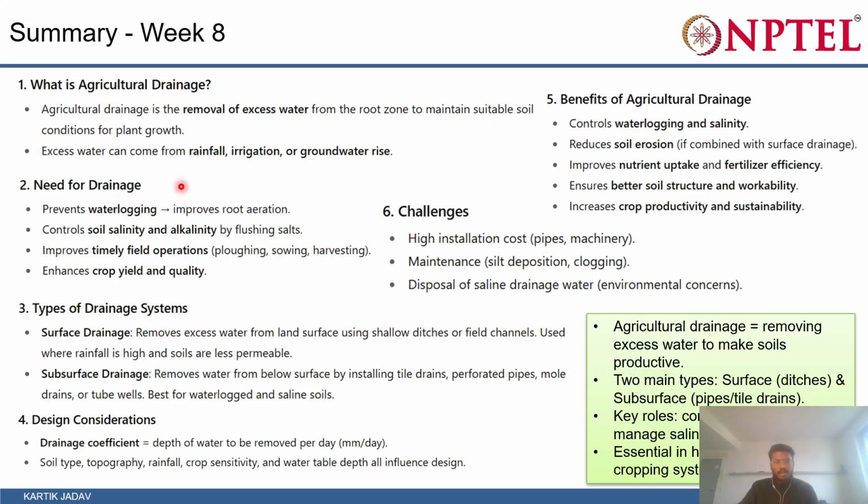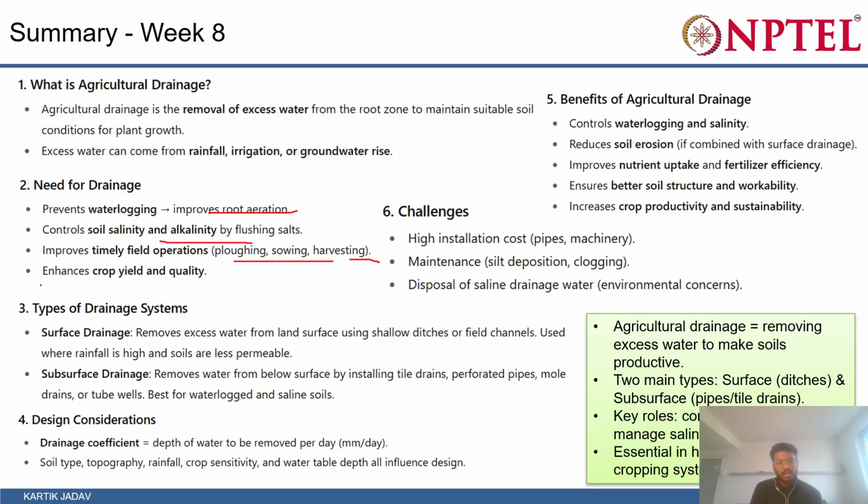Now, what is the need for drainage? Drainage helps us to prevent waterlogging and improves root aeration. It controls soil salinity and alkalinity by flushing the soils, and improves timely field operations. We can carry out farm operations like plowing, sowing, and harvesting easily if there is no waterlogged condition in your field, and it enhances crop yield and quality. And now we come to what kind of drainage systems we have.